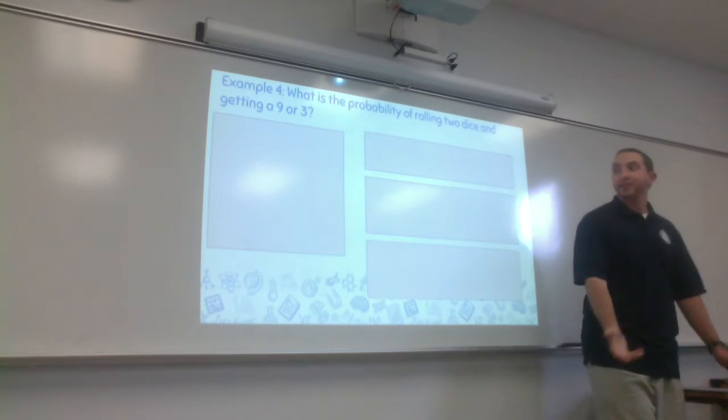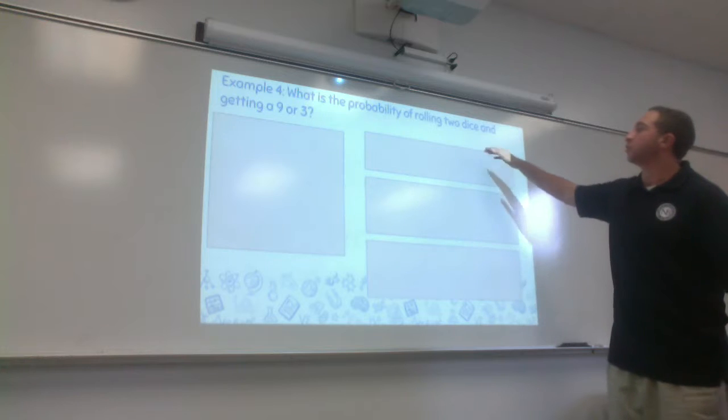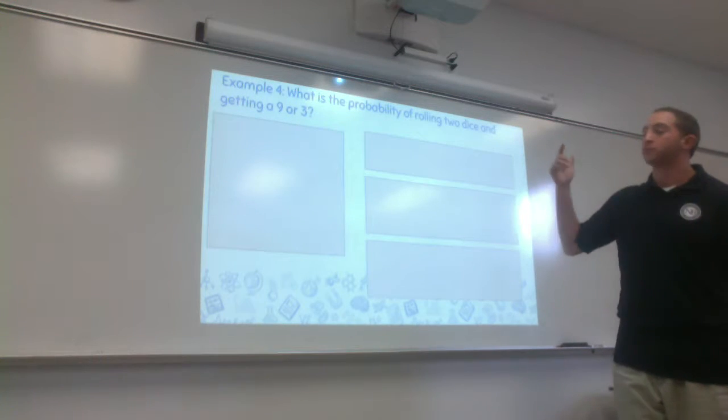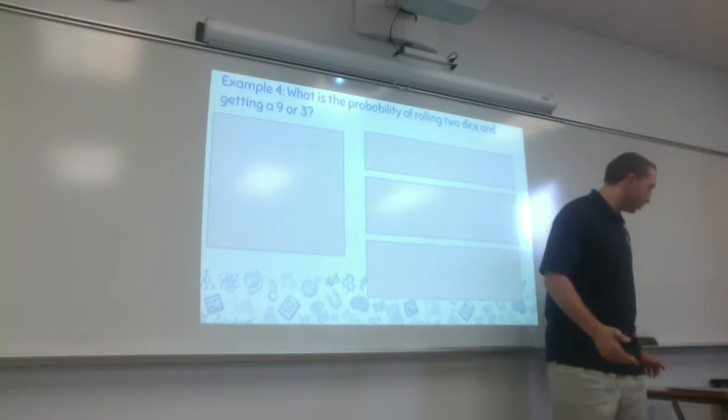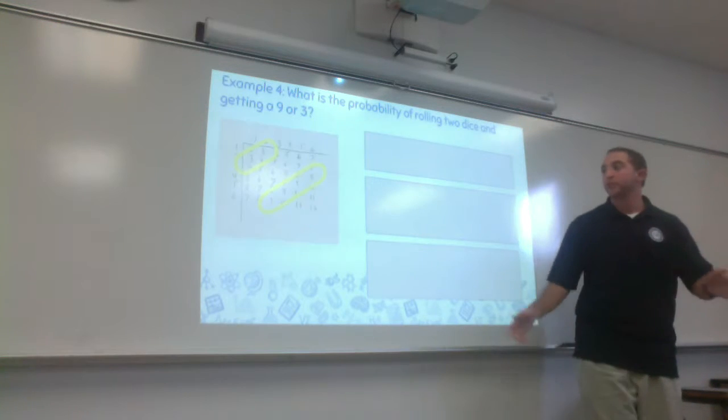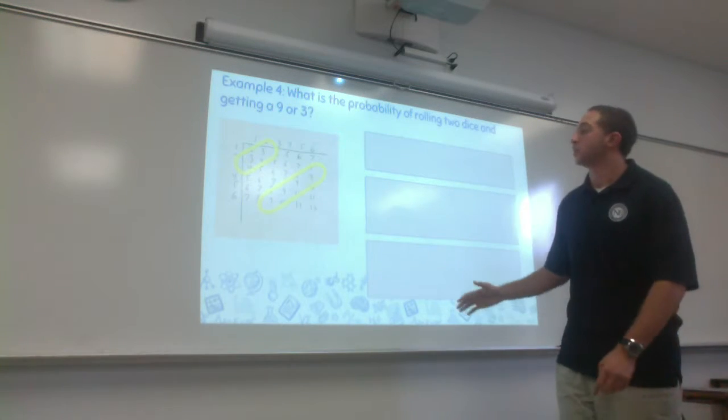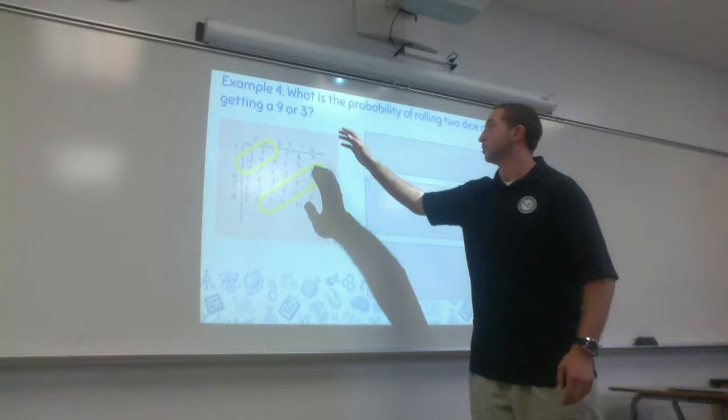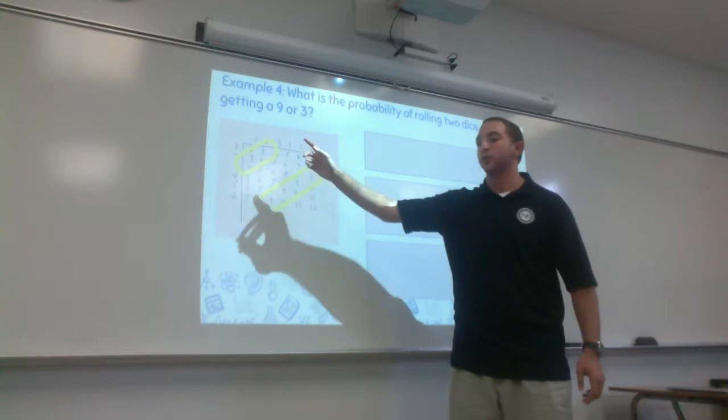So now we're going to go to the second example. It's the same exact scenario. You're rolling 2 dice, but this time we're asking for a 9 and a 3. You're going to do the same exact process. You're going to look at the chart, but this time you're going to account for the 9 just once because it's not asking for it twice, and you're also going to count for the 3.